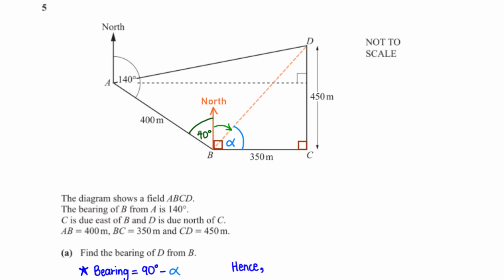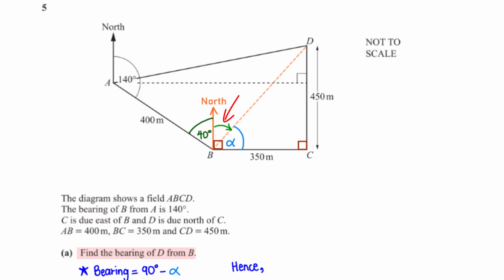The diagram shows a field ABCD. The bearing of B from A is 140 degrees. C is due east of B and D is due north of C. AB is 400 meters, BC is 350 meters, and CD is 450 meters. Find the bearing of D from B.